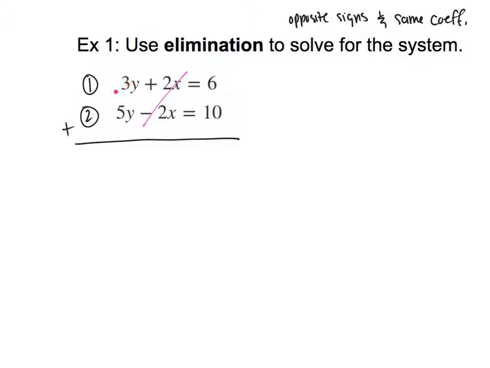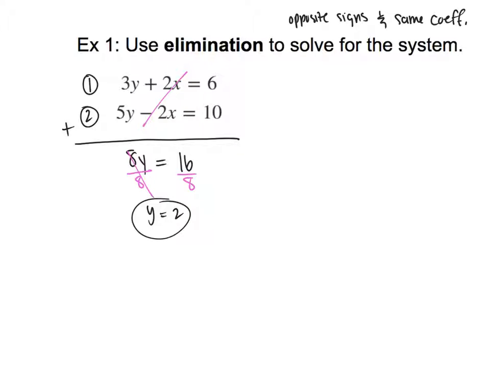So 3y plus 5y gives me 8y. And then the x's cancel, so now I'm just going to bring down an equal sign. And 6 plus 10 gives me 16. Now, if I'm trying to get this y by itself, notice that because I eliminated the x's, I just have y's to deal with. So all I've got to do is divide by 8. That cancels. So y is equal to 16 divided by 8, which is 2.